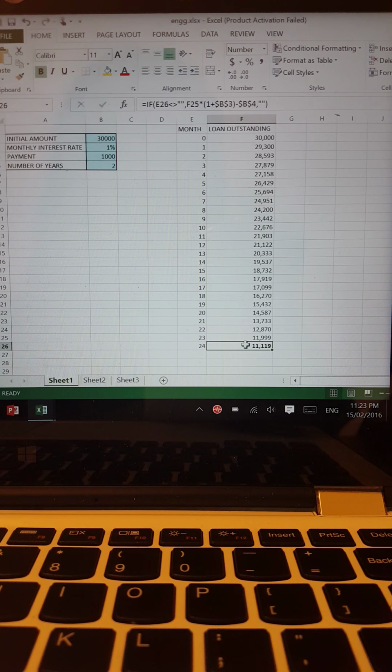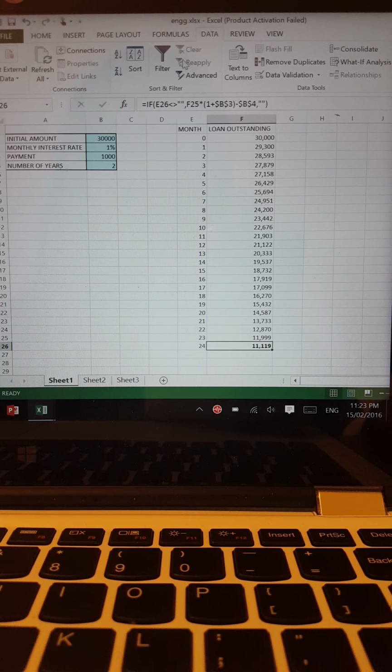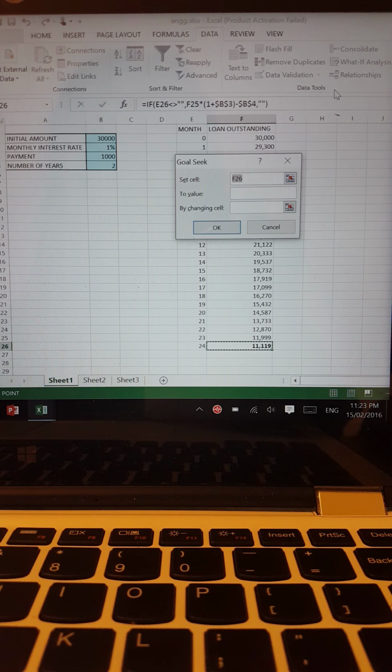To solve this problem, we go to Data, What If Analysis, Goal Seek. We want to change the amounts, the outstanding balance at the end of the 24 months to be zero by changing the initial amount. Click OK.